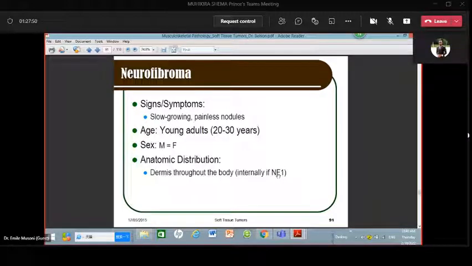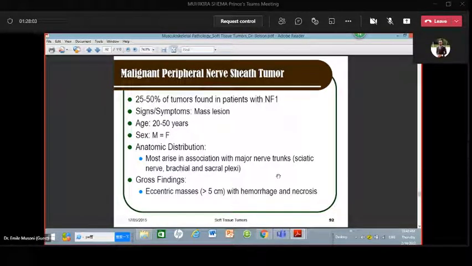Signs and symptoms: they are slow growing, painless nodules found around 20 to 30 years of age, and they are found in any part of the body. Malignant peripheral nerve sheath tumor is also found with neurofibromatosis 1. Anatomically, it is associated with major nerve trunks like the sciatic nerve, brachial nerve, and sacral plexus. Grossly, there is a central mass with hemorrhage and necrosis.